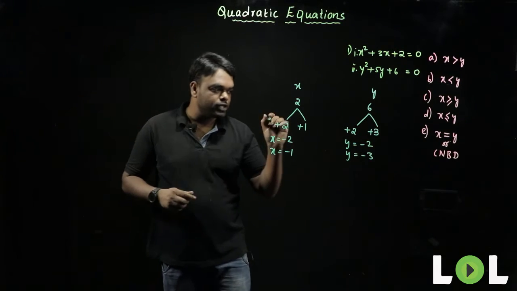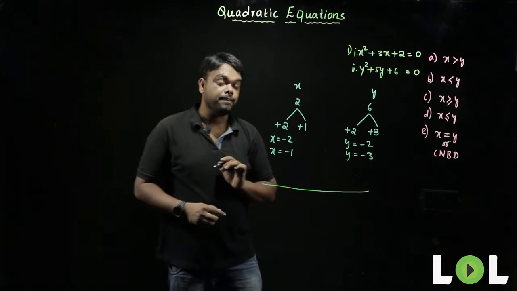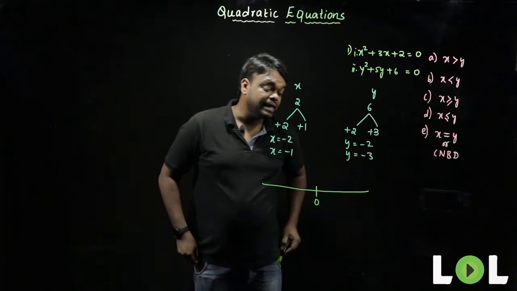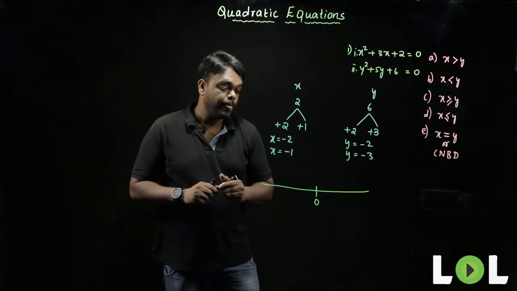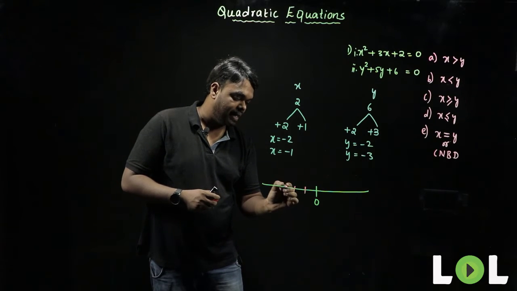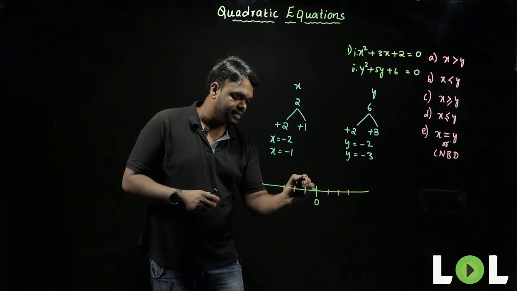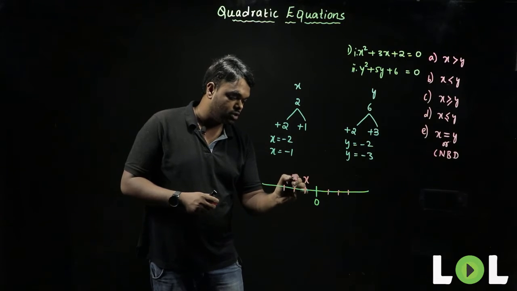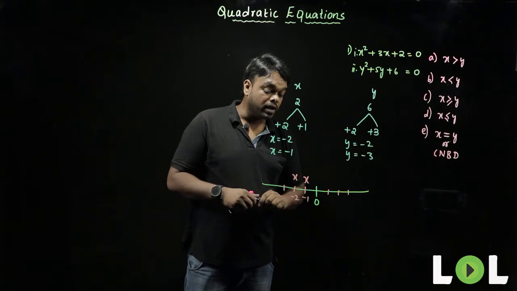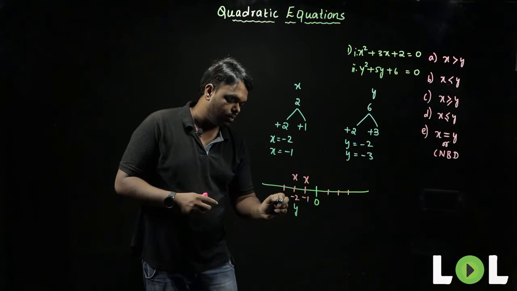So initially, let me show you how to compare them with the number line. Okay? On the number line, let us say this is 0. Now, if I try to represent x and y here, this is minus 1, minus 2, minus 3, 1, 2, 3. What are the x values? Minus 1. This is x. Another one, minus 2. This is also x. Now let us represent y. What are the y values? Minus 2, minus 3. This is y and this is y.